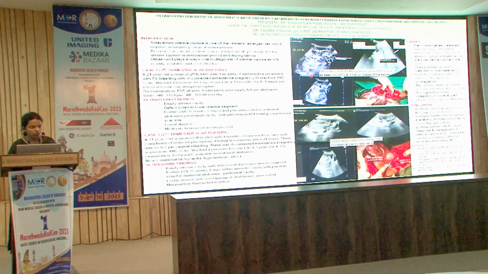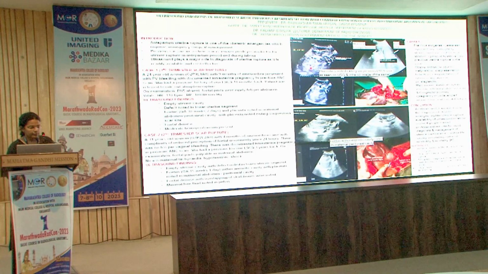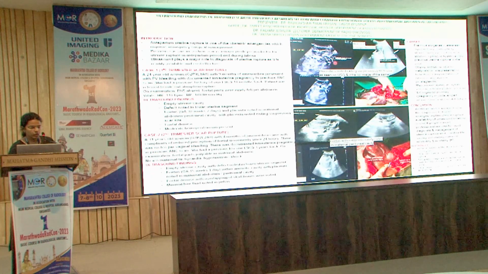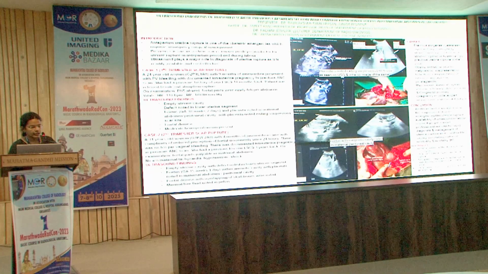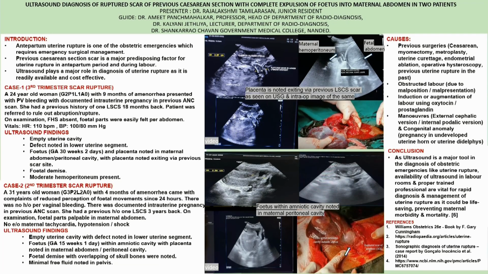On ultrasound, we found that the uterine cavity was empty. It was a bulky uterus, but it was empty, and in the lower uterine segment we were able to see a ruptured scar through which the placenta was noted exiting, and the fetus was totally expelled into the maternal abdomen. This is the fetal abdomen noted near maternal bowel loops, and there was also hemoperitoneum, and this is the intraop image of the same. The findings were consistent with the USG report, and the patient was luckily saved.